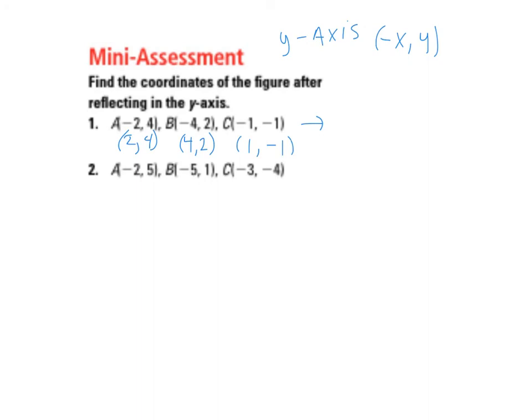On the second one, we're going to do the exact same rule. Remember, you're going to take the opposite of the x value. The opposite of -2, +2. Y is going to stay exactly the same. The opposite of -5, +5. The y value stays the same. The opposite of -3, +3. The y value is going to stay the same.